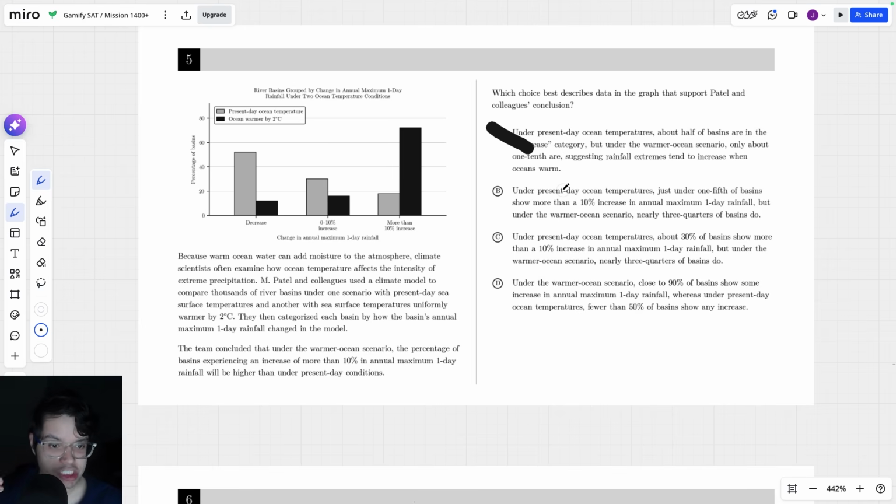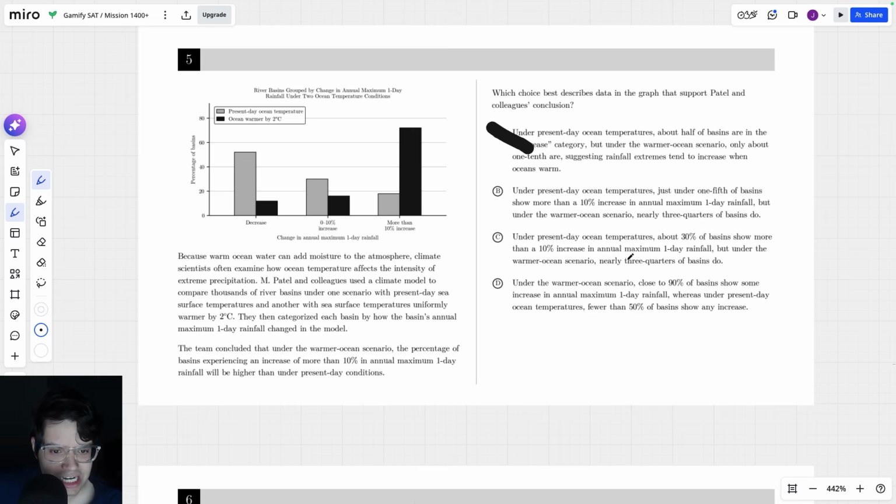B, under present-day ocean temperatures, just under 1/5 of basins show more than 10% increase in annual maximum one-day rainfall. Yes, less than 1/5 will be about 20%, so that. And then under the warmer ocean scenario, nearly 3/4 of basins. Okay, so that seems really good. Exactly what we're trying to look for here, so probably B. C, under present-day ocean temperatures, about 30% of basins show more than 10% increase.